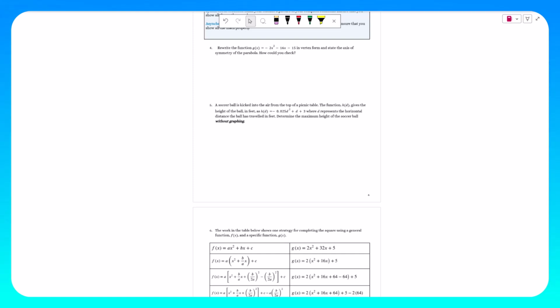Okay, let's move on to example 4, where it's asking us to rewrite the function g of x equals negative 2x squared minus 16x minus 15 in vertex form, and state the axis of symmetry of the parabola. How could you check that you've done this right? Well, let's start by converting. We know g of x equals, first thing we're going to do, bracket off the first two terms.